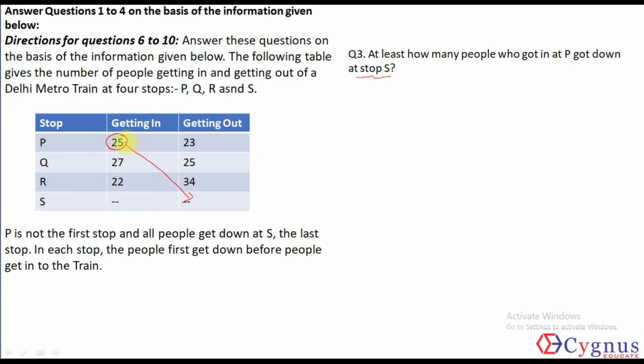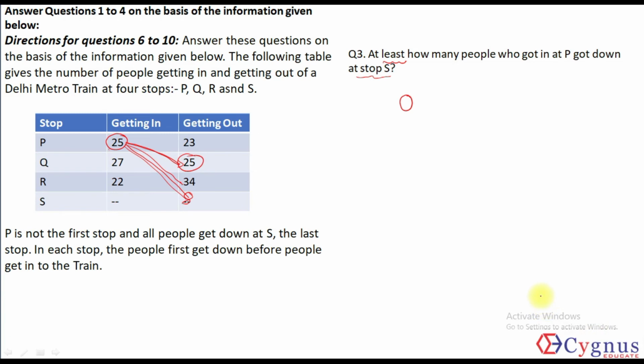Now look at this number. 25 will get in at P and all of them will get down at which station? Q. This is possible. So none of them will get down at station S. None of these 25 will get down at station S. I can say that some of them will get down at Q, some of them will get down at R. So it's not necessary that some of them should get down at S. Since I want to minimize it, I'll say that 0 people who got in at P will get down at stop S. So this was an easy question.